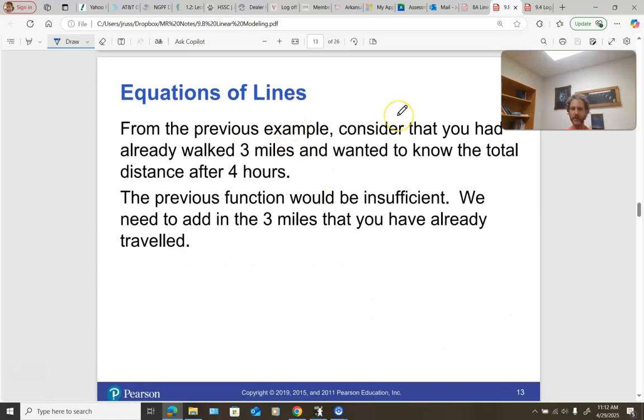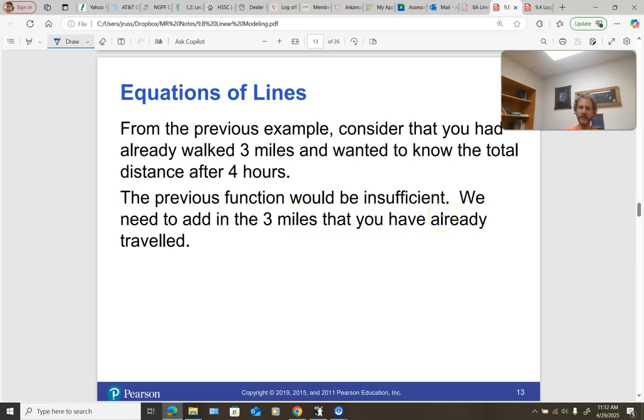Okay, so from the previous example, consider that you'd already walked 3 miles and wanted to know the total distance after 4 hours. Okay, so that previous function wouldn't be sufficient. You need to add the 3 miles that you already have traveled.